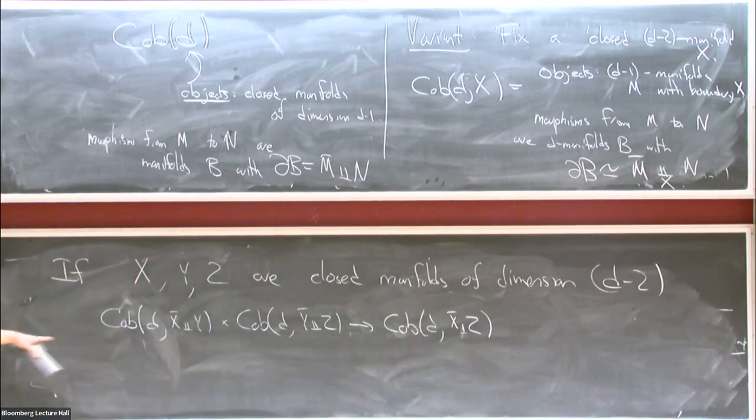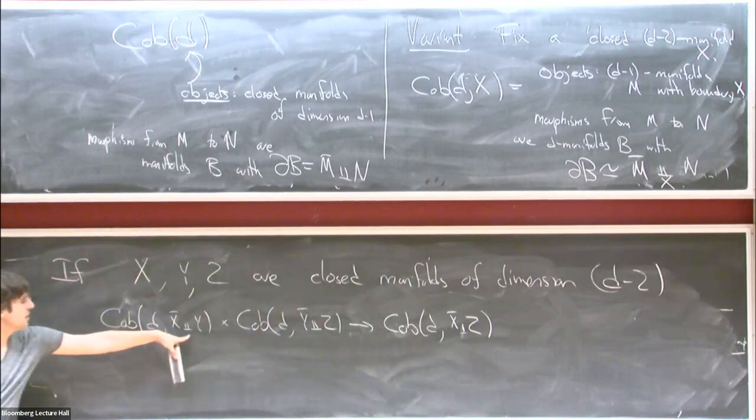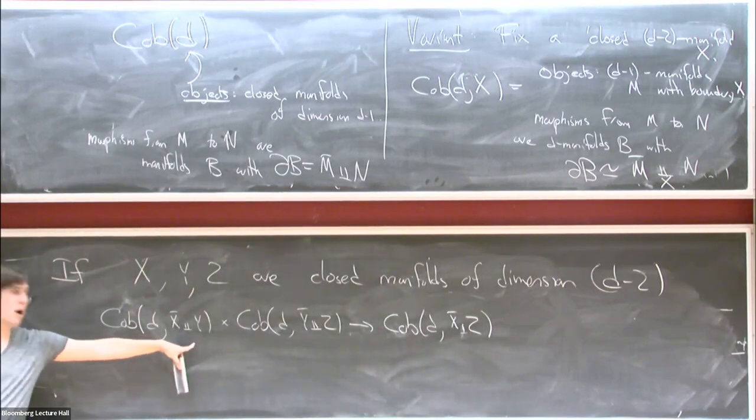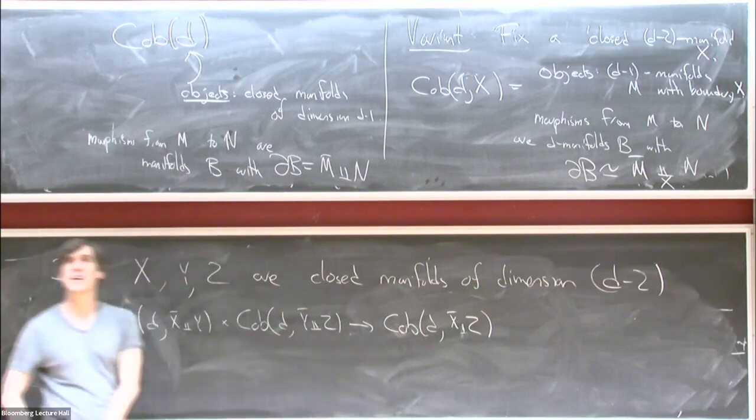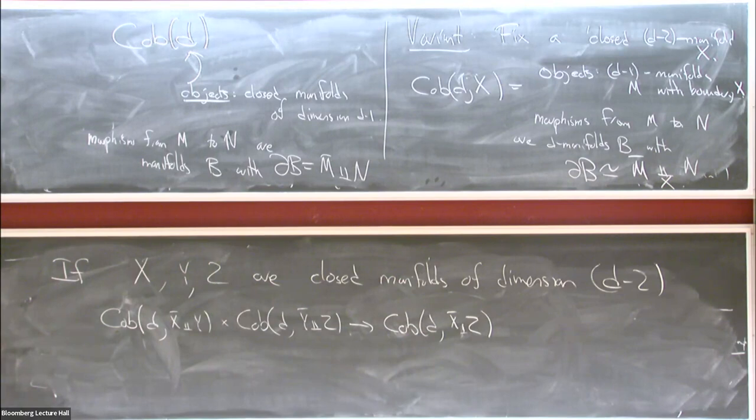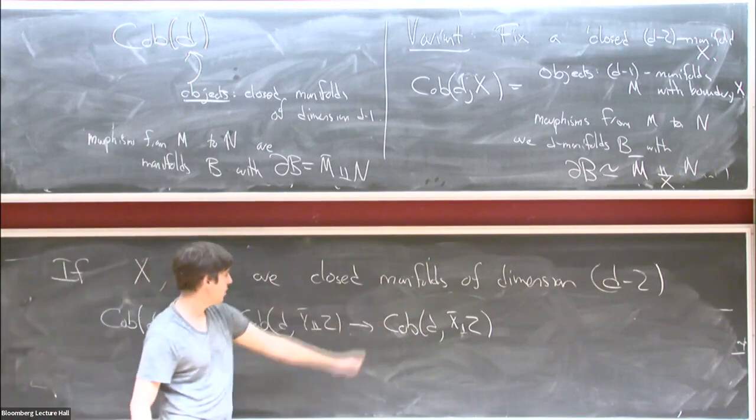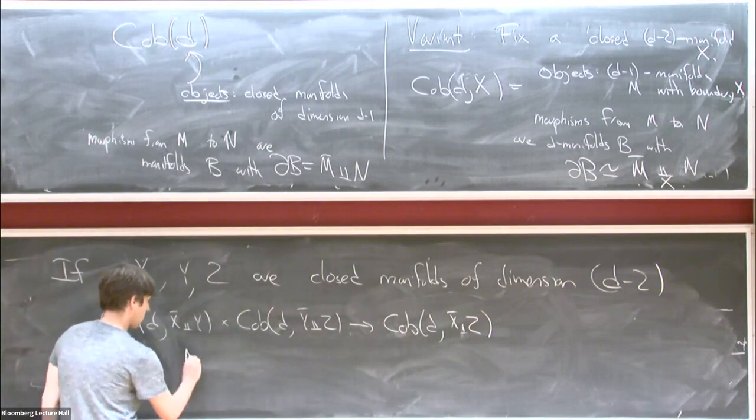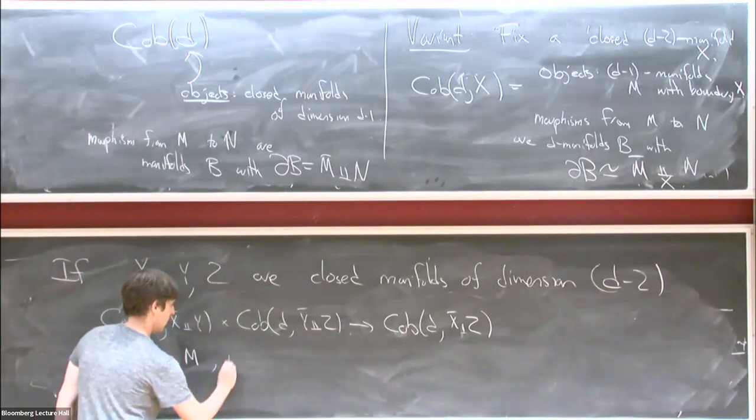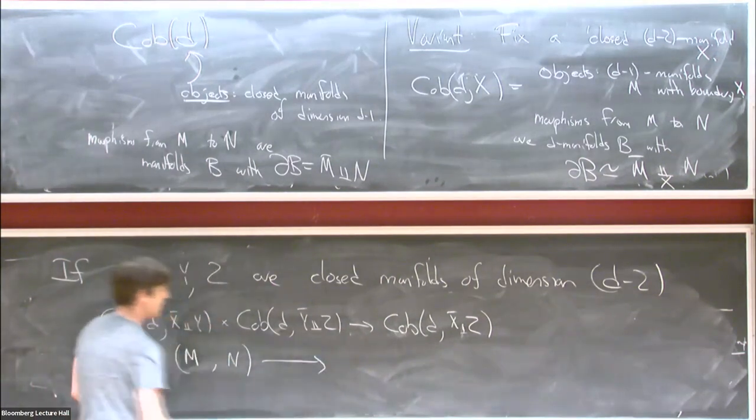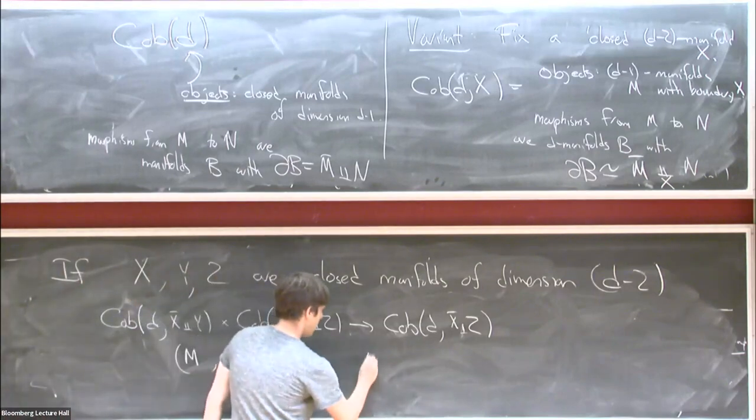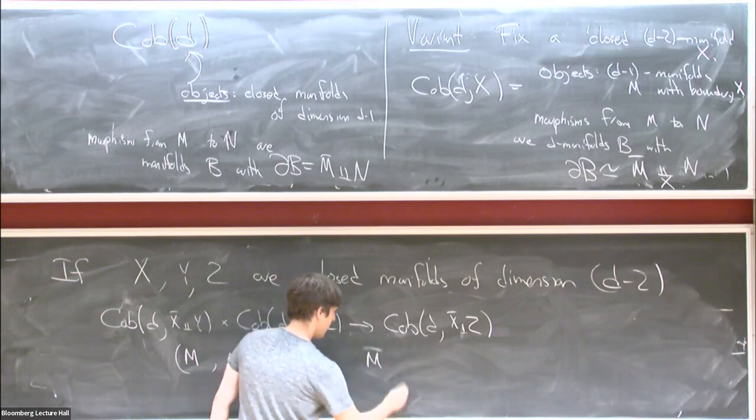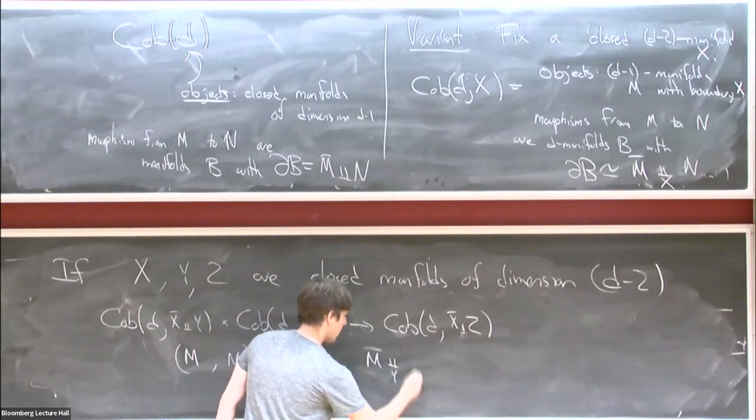Which is, well, an object here is a Bordism from X to Y. And an object here is a Bordism from Y to Z. And as before, we can glue these Bordisms together to make a Bordism from X to Z. So this is given on objects by the construction that takes a pair of Bordisms M and N and makes, let's say, M union along Y with N.